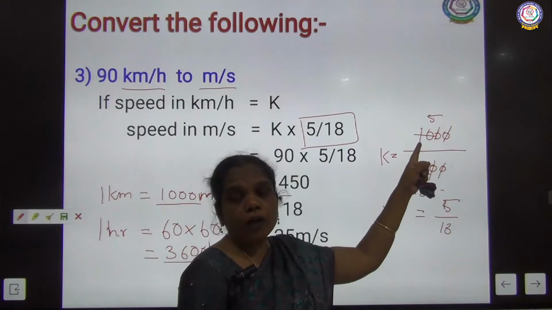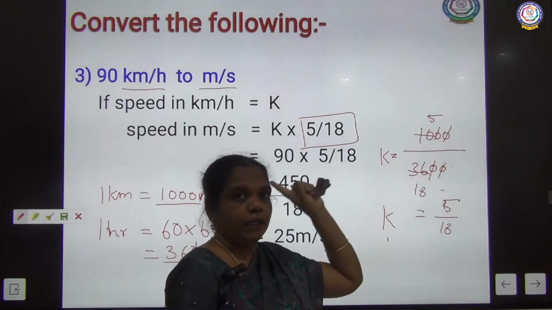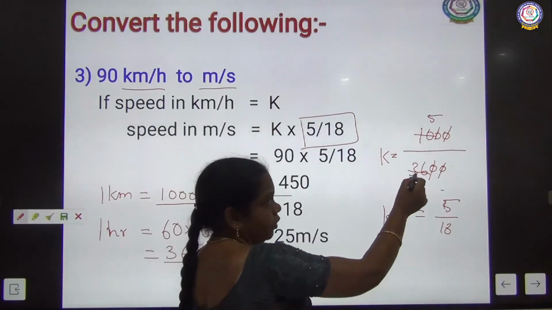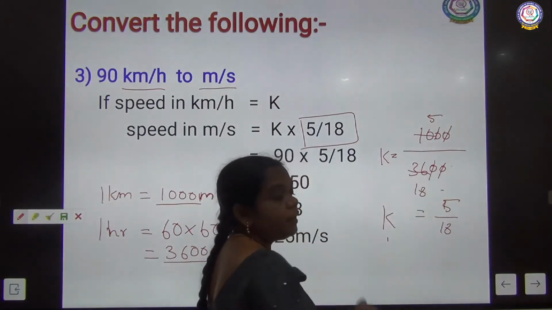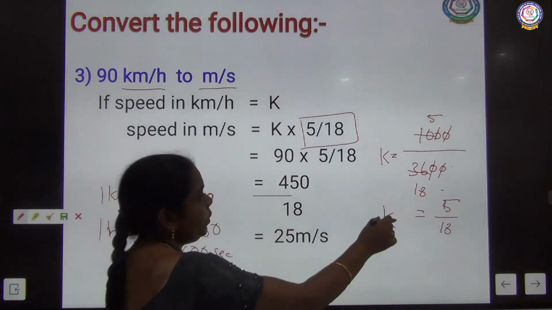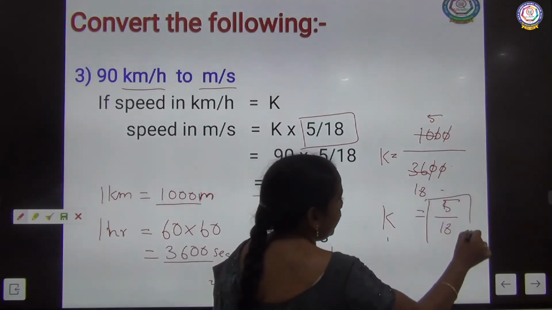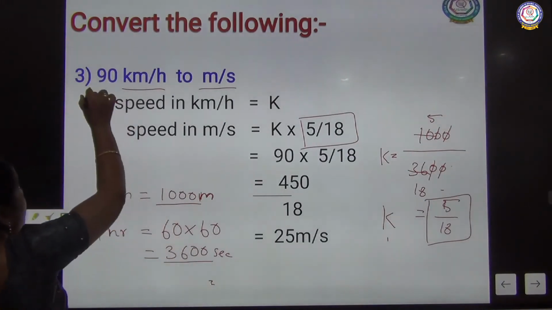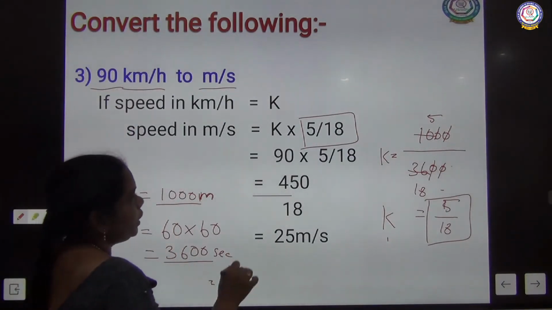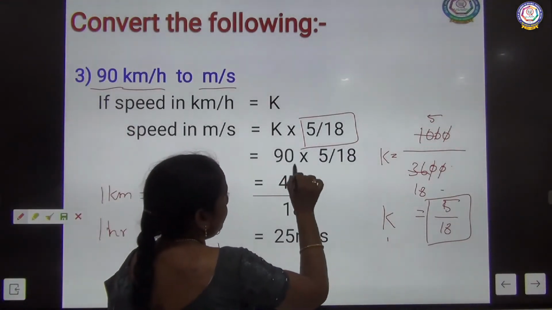1000 means 1 kilometer equals 1000 meters, and then 1 hour equals how many seconds? 3600 seconds. So for simplifying this, we are going to get what? 5 by 18. So now how many kilometers? 90 kilometers. So 90 into 5 by 18.